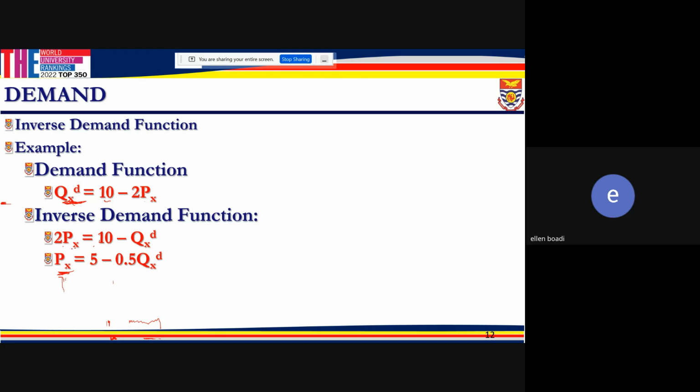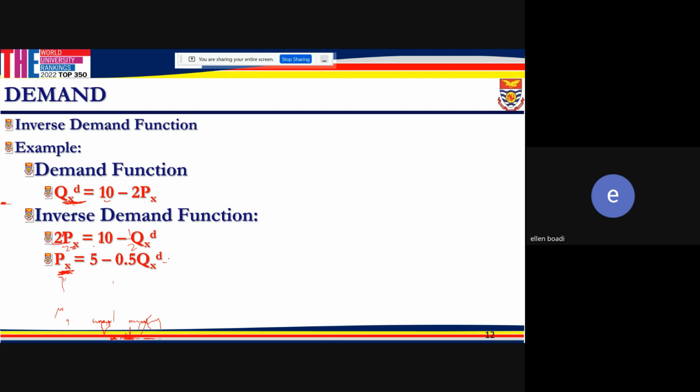We want the Px to stand alone, so we have to divide through by 2. So this by 2, this by 2, then this by 2. So it cancels out. Then we have Px is equal to 10 divided by 2, which gives us 5. That's how we got the 5. Then QD over 2 is a way of saying 1 over 2. That's another way of stating it. And 1 over 2 is also equal to 0.5. So 0.5 QD or 1 over 2 QD.